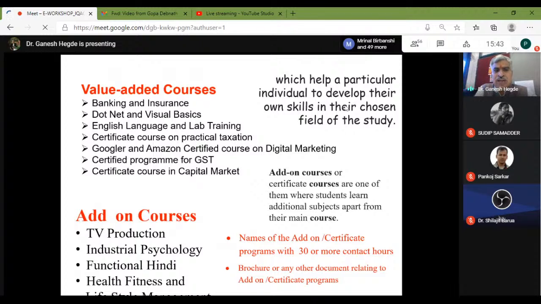You can also have value added courses and value added programs. What are value added courses? A course which helps the student to develop their own skill in their chosen field of study. The chosen field of study may be chemistry, botany, zoology, or commerce. Suppose for commerce, you can have a certificate course in practical taxation, a certificate course in GST, a certificate course in the capital market. You can have these as value added courses. What do you mean by an add-on course? Add-on courses add value to the program. For example, TV production, industrial psychology, functional Hindi, health and fitness and lifestyle management, and these should be taken as a base. At least 30 contact hours should be there for any add-on course or value added course.